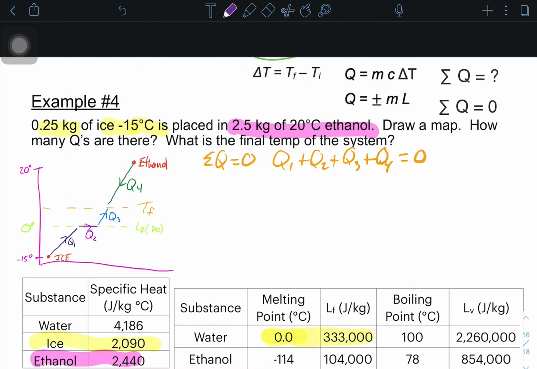Q1 is a temperature change, so it's M1 C1 delta T1. Q2, I said, was a phase change, so it's going to be M times L, and I've already identified that it's a latent heat of fusion, and I said as a positive, and that's why I put that plus sign right there. Then Q3 was a temperature change, so M3 C3 delta T3, plus Q4 is another temperature change, so it's M4 C4 delta T4, which is all equal to 0.